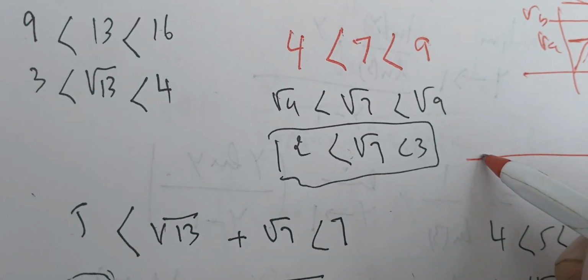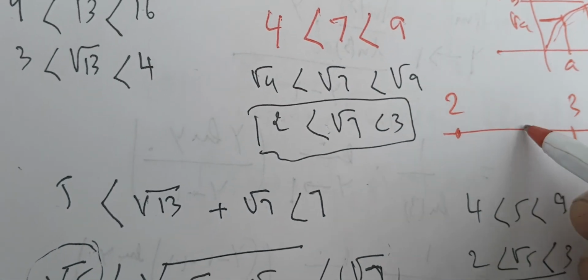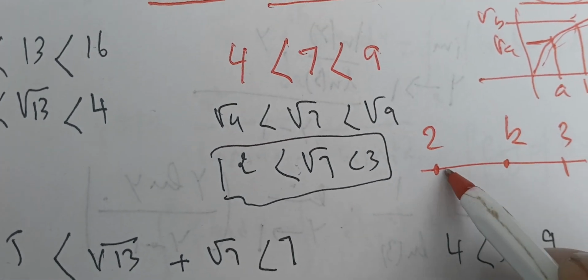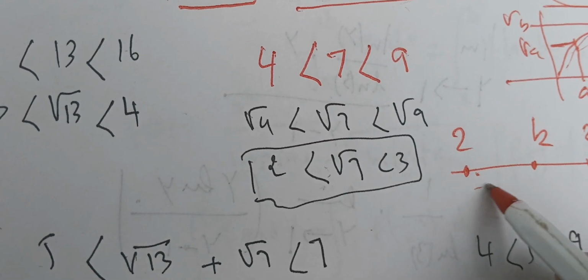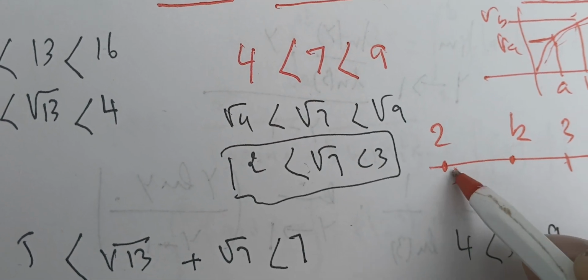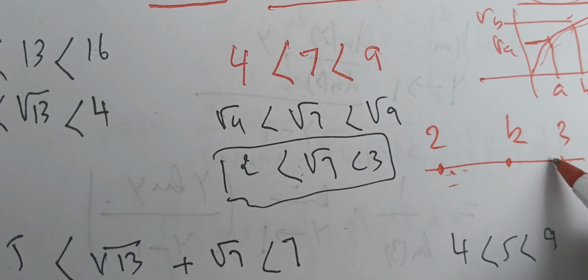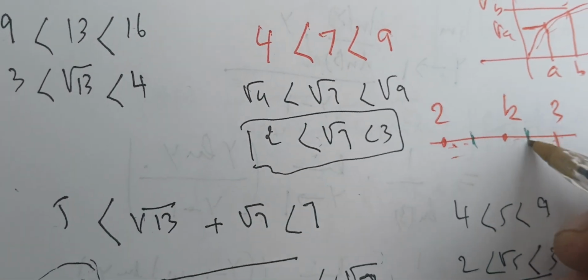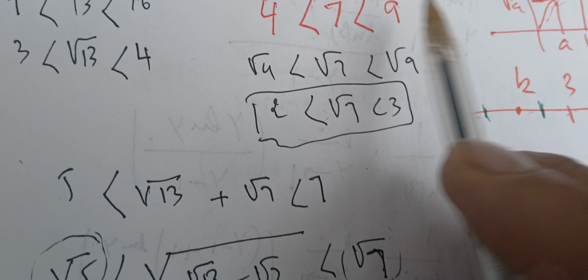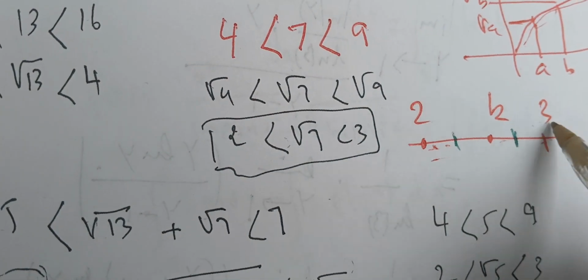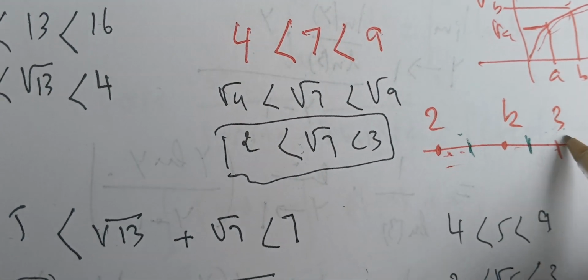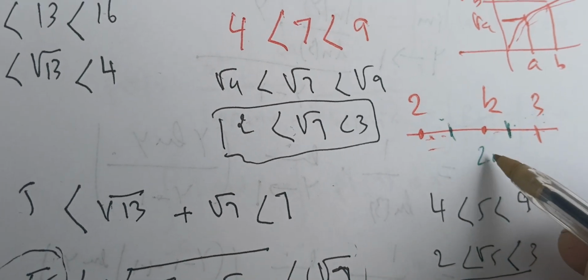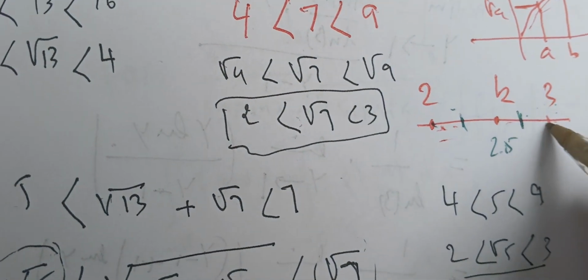We have found that this is 2, this is 3, and this is our k. So k is trapped between 2 and 3. There are no other positive integers that we can find that would bracket this one. So we have found the smallest possible difference between 3 and 2. K, which is 2.5, is trapped between 2 and 3.